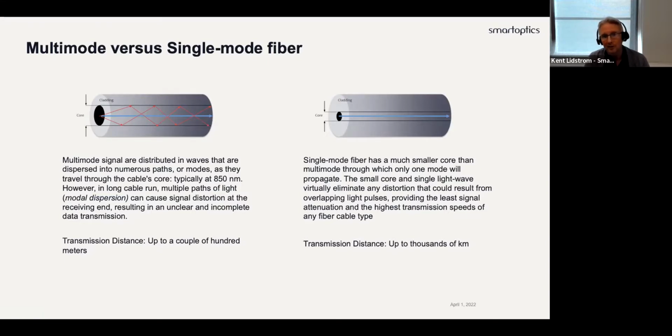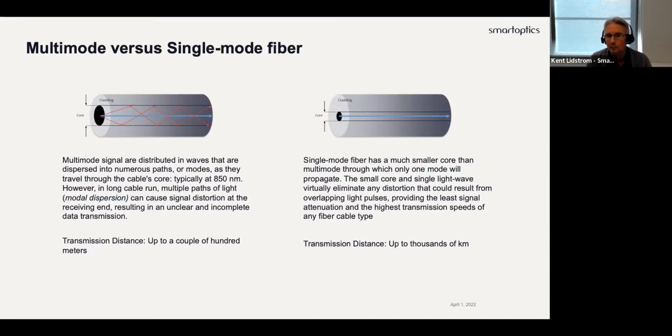I will focus on single mode fiber, where you have a narrower core so that the light is only traveling in one mode. So it's very predictable how it goes. It minimizes both the distortion and the loss of the light. So you can go longer distances and you can have a much more predictable pattern of the light.